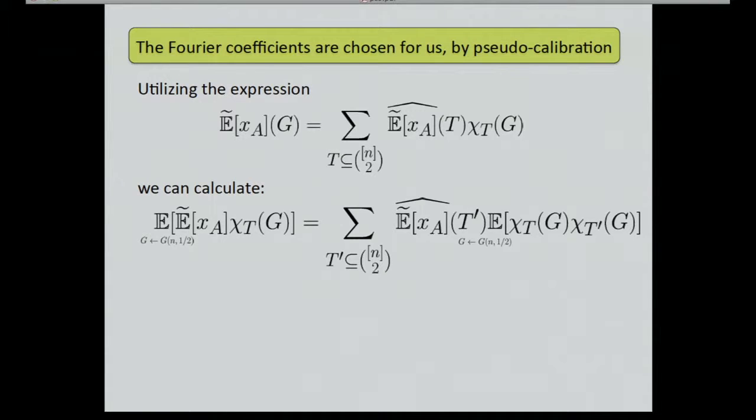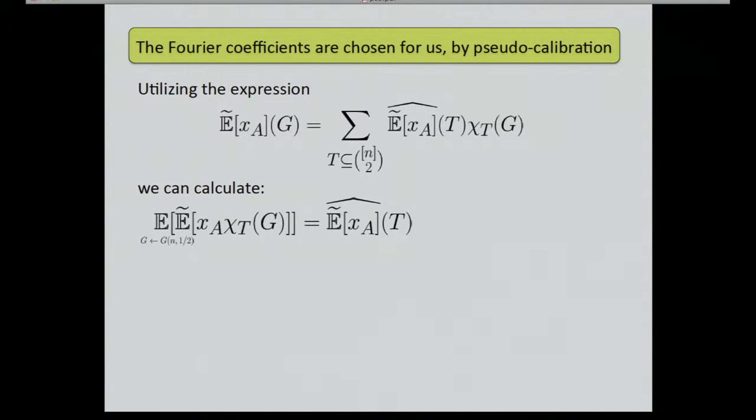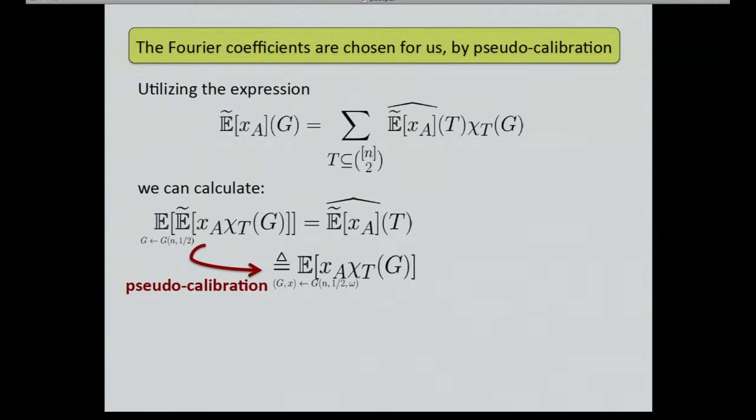And then lo and behold, we can actually use this expression immediately and pull the expectation inside. But the key is that when we're working over Erdos-Rényi random graphs, these different characters are actually orthogonal to each other under this measure. So what this means is that this quantity right here is 1 if t equals t prime, and it's 0 otherwise. So at the end of the day, this expectation of the pseudo-expectation is exactly the Fourier coefficient, but now we can leverage pseudo-calibration, because pseudo-calibration tells us we want this to be equal to the expectation of this quantity, but over the planted distribution.